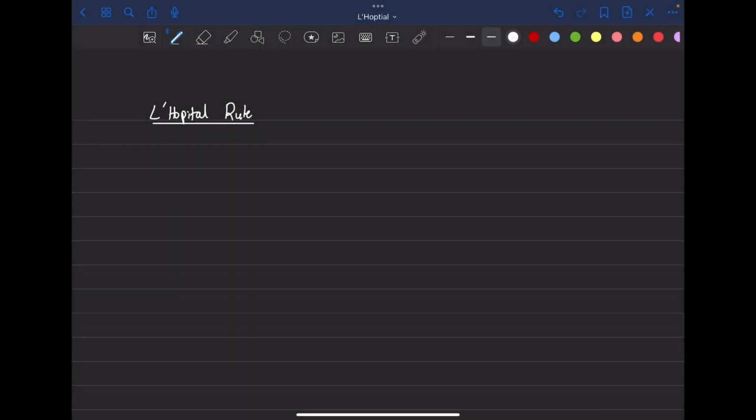Hey, in this video we're going to look at L'Hopital's rule, and you can think of this as kind of like a shortcut that you can use to find limits that would be pretty hard to find without this rule. Okay, so two things you have to know are when to use this rule and how to use it.